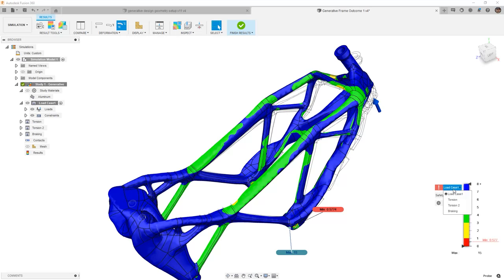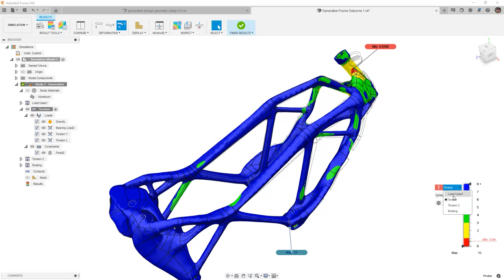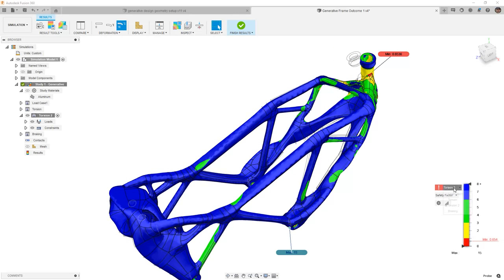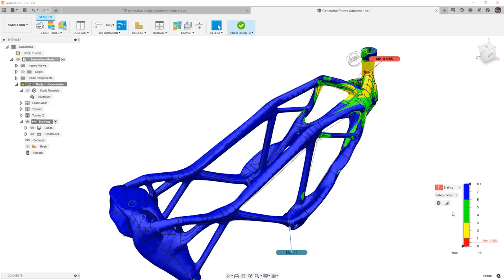But if we move on to the next load case, torsion twisting in that direction, twisting back the other way, and then ultimately looking at braking, we can see that those other 3 load cases are all focusing their attention on the steering stem area.